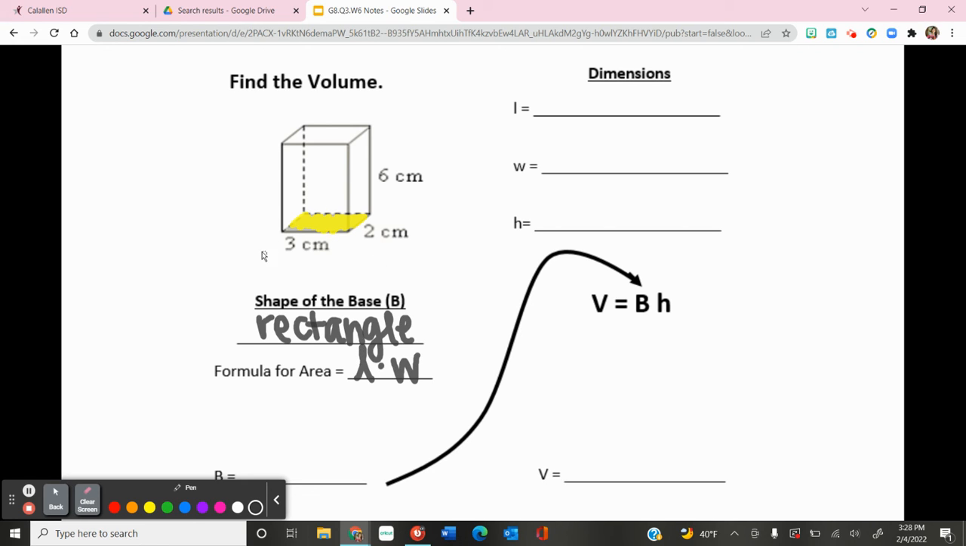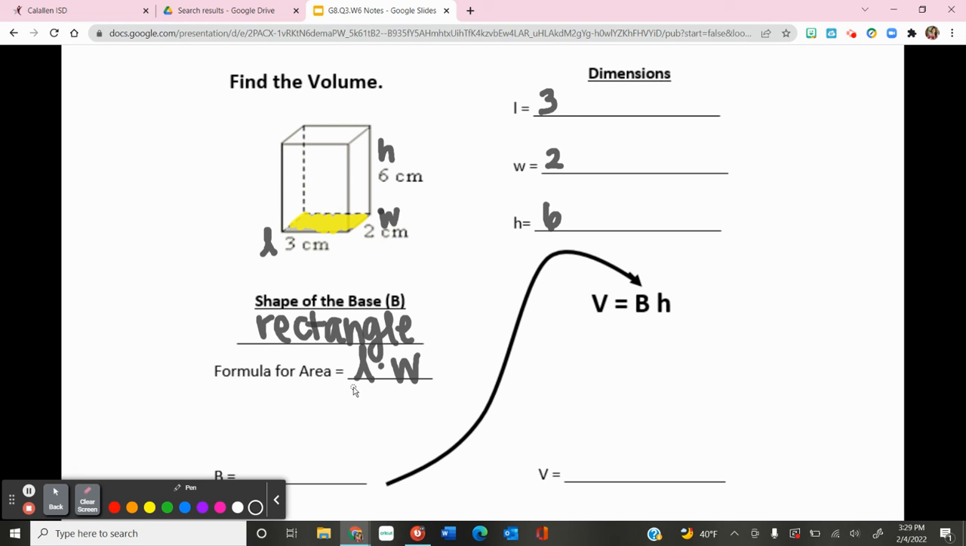So looking at our base, I'm going to go ahead and identify 3 as my length, 2 as my width, and the distance between both of our bases, so we have a base on the bottom and we're going to have a base on the top, is going to equal 6. So here my height is 6. So here my length is 3, my width is 2, and my height is 6.